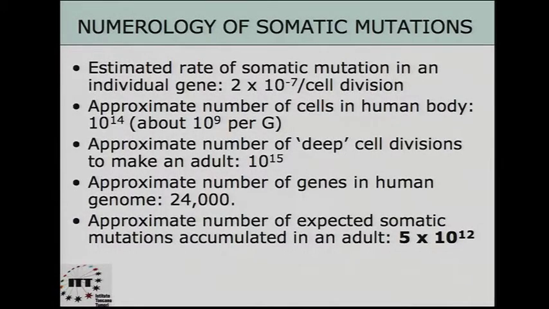This is the, please don't quote me on these figures. They may be off by an order of magnitude, but even if they are off by an order of magnitude, this is the estimated rate of somatic mutation in an individual gene. This is the approximate total number of cells in an adult. By the way, some adults are bigger than others. I'm among the smaller ones. It turns out that the number of cells is about the same.